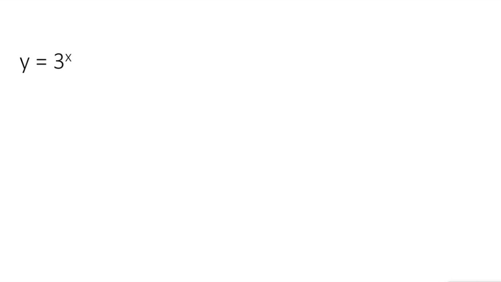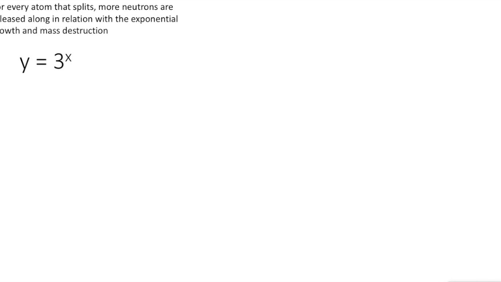Now, we're going to talk about how to graph. We're going to use this exponential function that is y equals 3 to the x power. For every atom that splits, more neutrons are released, in relation with the exponential growth and mass destruction.